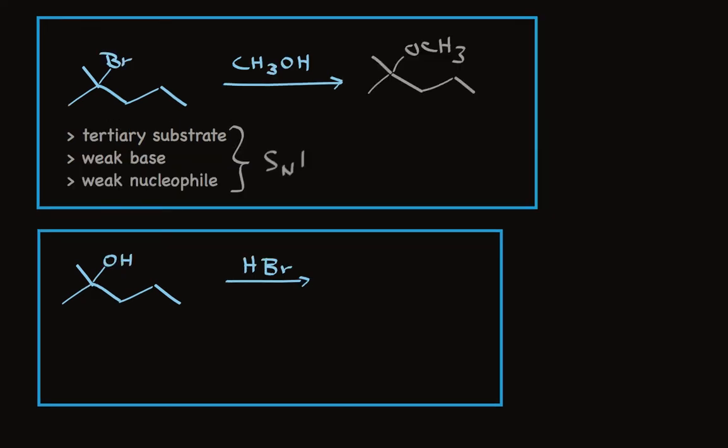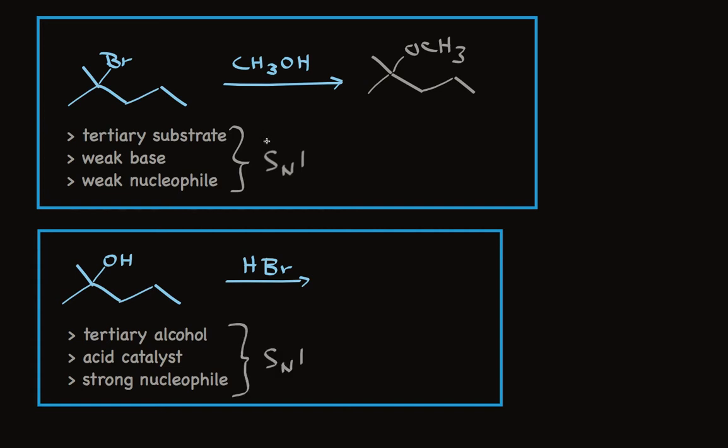If this tertiary substrate is an alcohol rather than a bromide, and we're treating with the strong acid HBr, we have a tertiary alcohol, we have an acid catalyst, and we have a strong nucleophile. When HBr protonates the alcohol, it makes bromide. Under these conditions, we'll expect an SN1 reaction, as we saw up above.